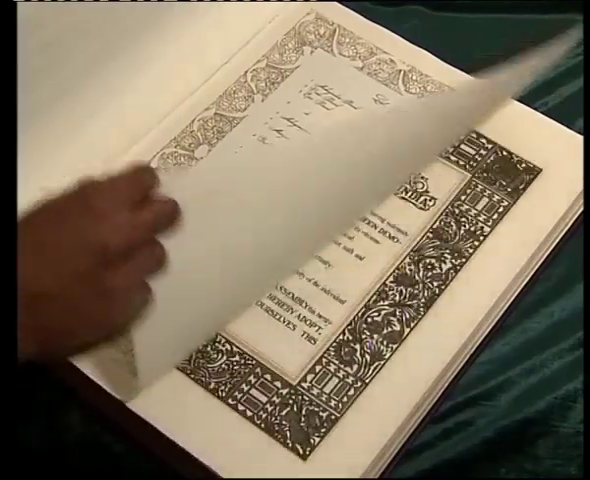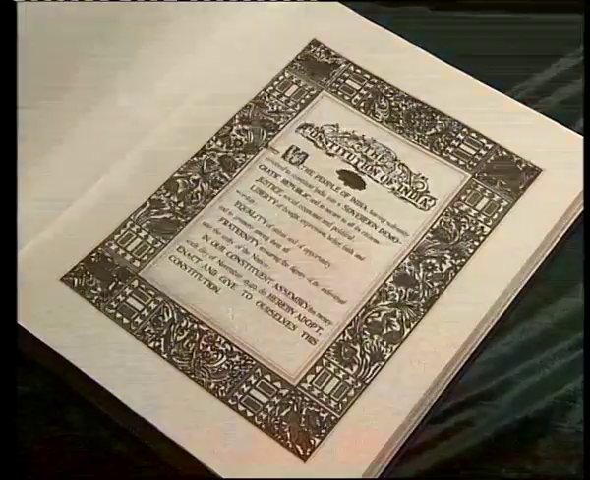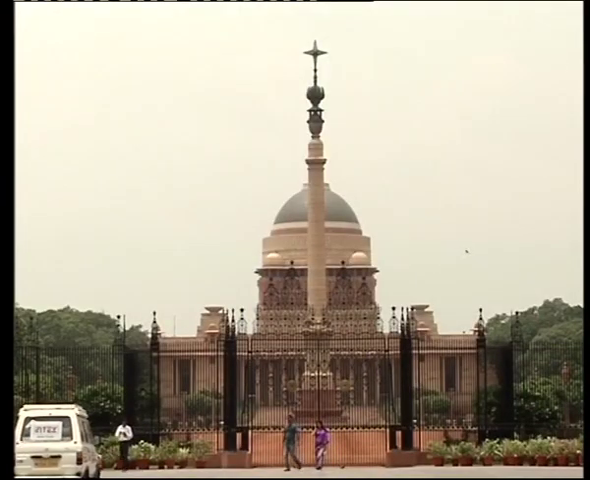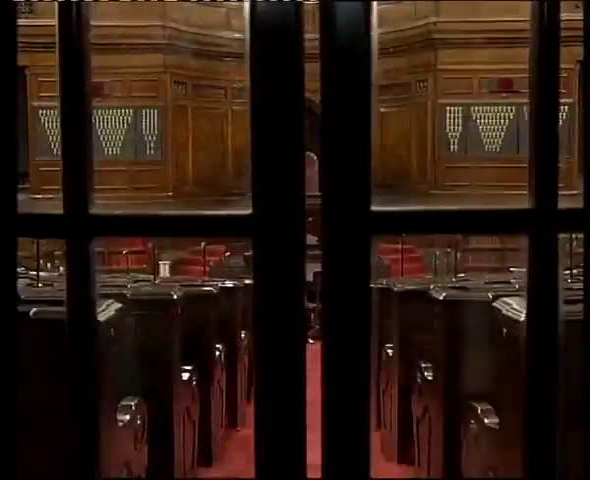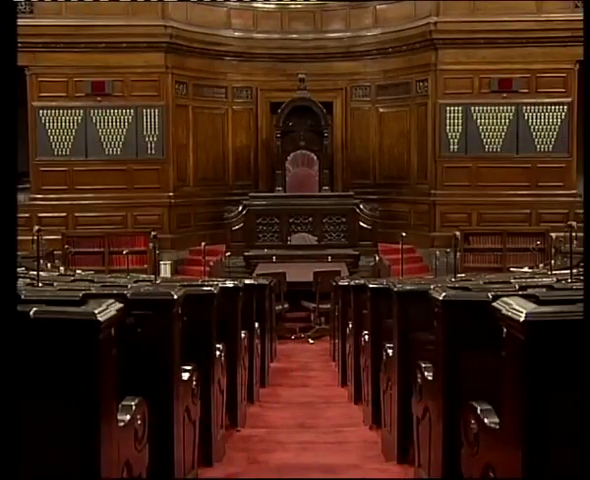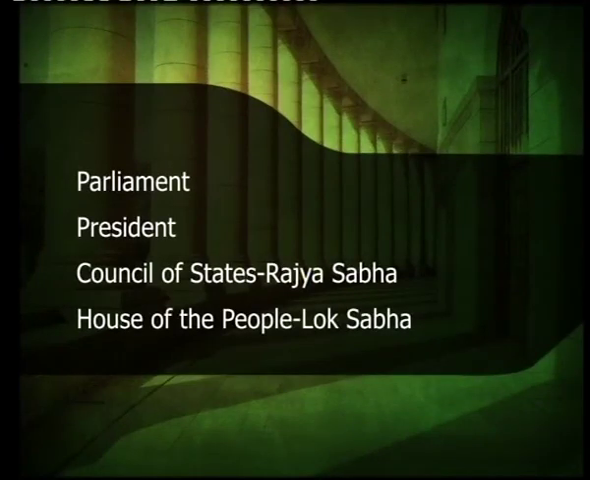The Constitution of India provides for a bicameral parliament consisting of the President and the two houses, the Council of States, Rajya Sabha, and the House of the People, Lok Sabha.